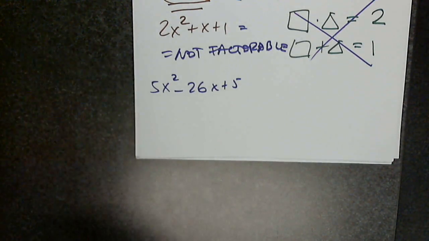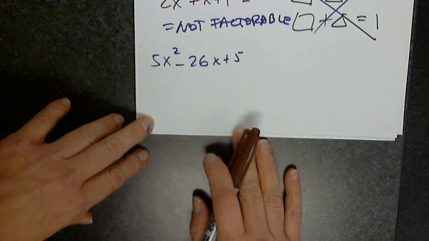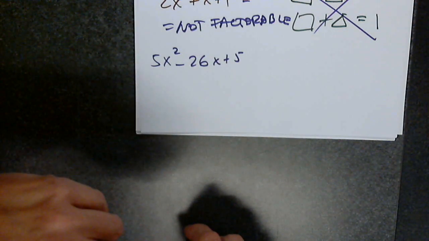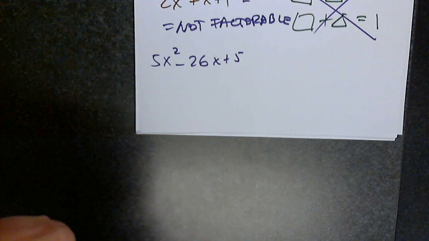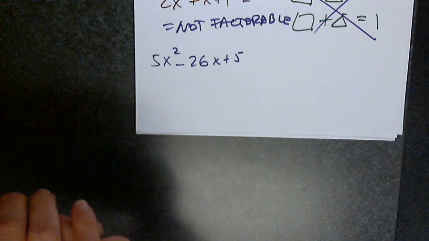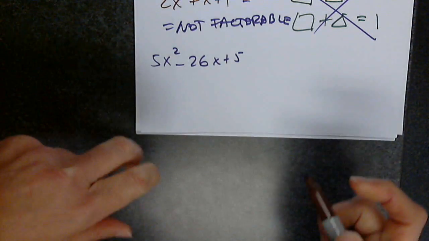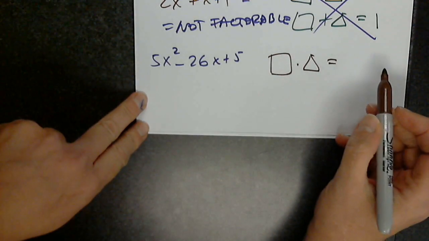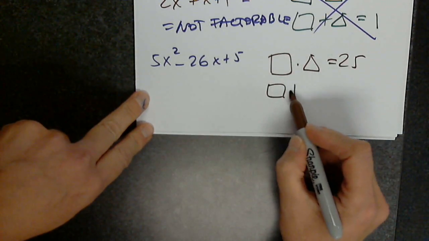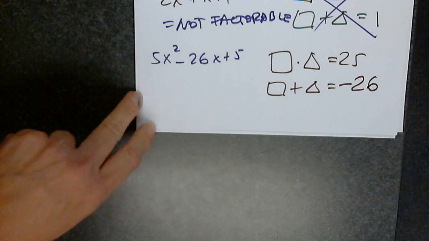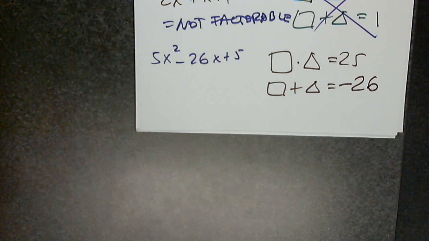Okay, it's a trinomial. Is it in descending order? Greatest common factor? No. Negative leading coefficient? Special product? One is a leading coefficient? No. Okay, so then I'm down to the very last option. The product is? The sum is? Careful. Negative 26. So do we have two numbers whose product is 25 and whose sum is negative 26?